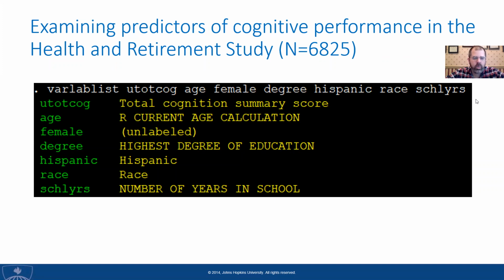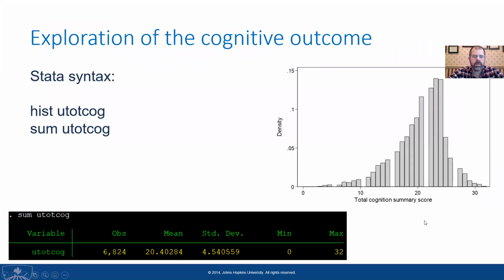In 2014, age is the age of the participant. Female is female sex, 1 for female, 0 for male. Degree is one's highest degree of education. Hispanic indicates Hispanic ethnicity. Race indicates race. I believe that it's coded as either white or black. And school years is the number of years in school for a participant.